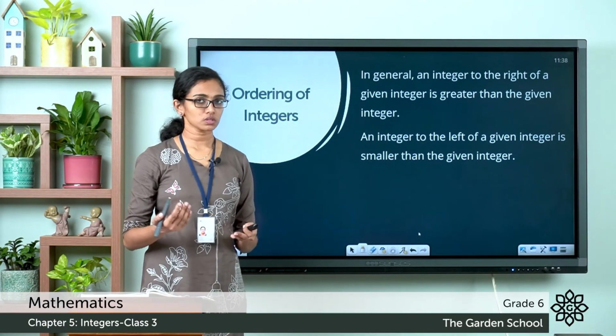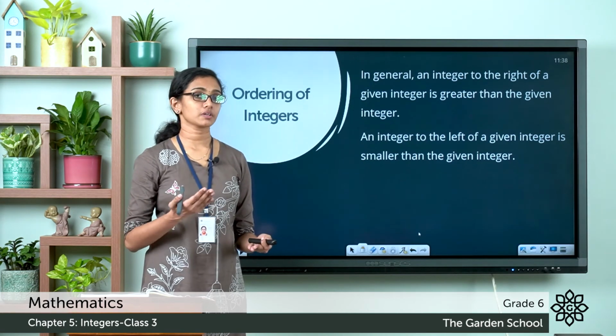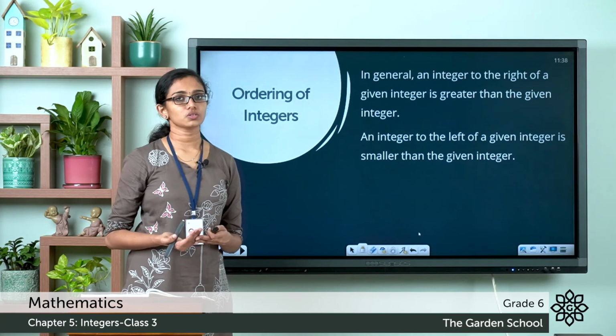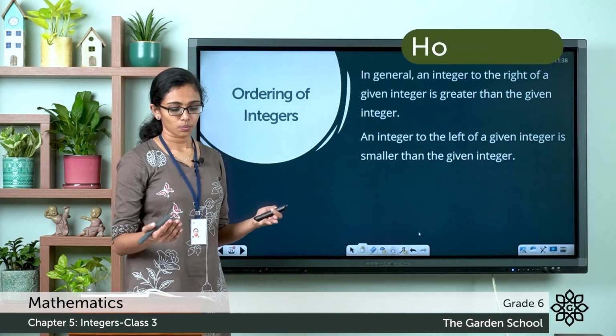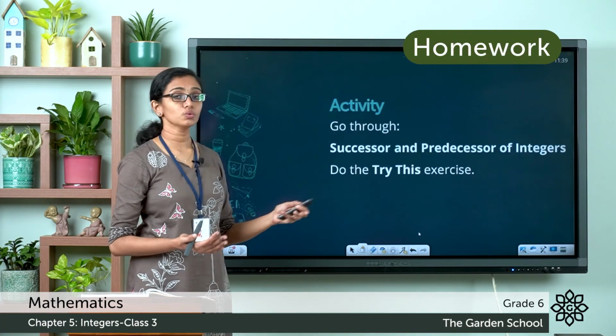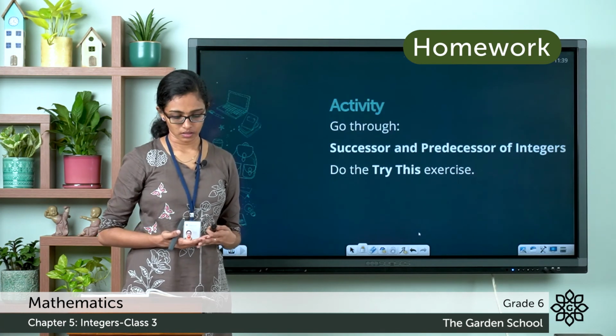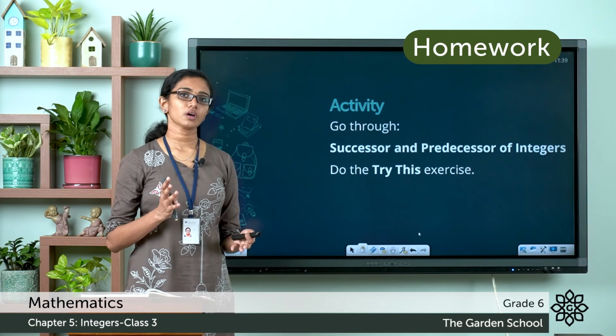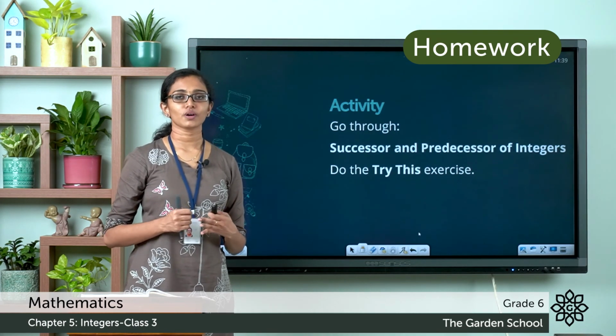Now you have to go through this topic once again, successor and predecessor of integers, and also please go through the ordering of integers in the same page. Then once you have gone through these two topics, you have to do the try this exercise. There are two of them given in page number 64. You have to work out both the try this exercise in your notebook.